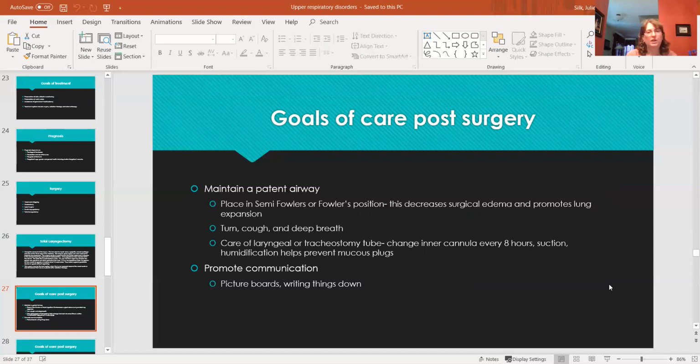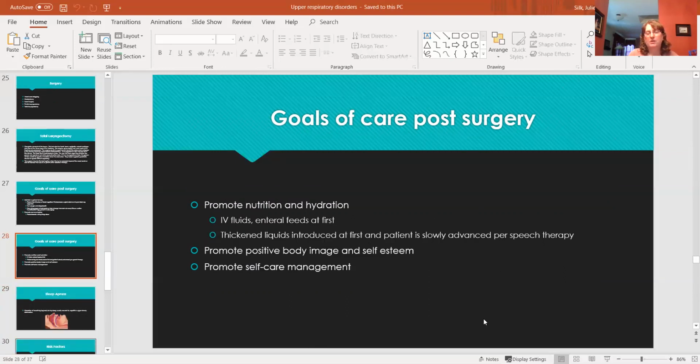Because they don't have a voice anymore after this, you need to promote communication somehow. So maybe, before the surgery, you come up with a way with them. You say, hey, how do you want to communicate with me afterwards? And maybe they just want to write things down. So you provide them with a pad of paper and a pen so they can write things back and forth to you. Or maybe they use picture boards or whatever.